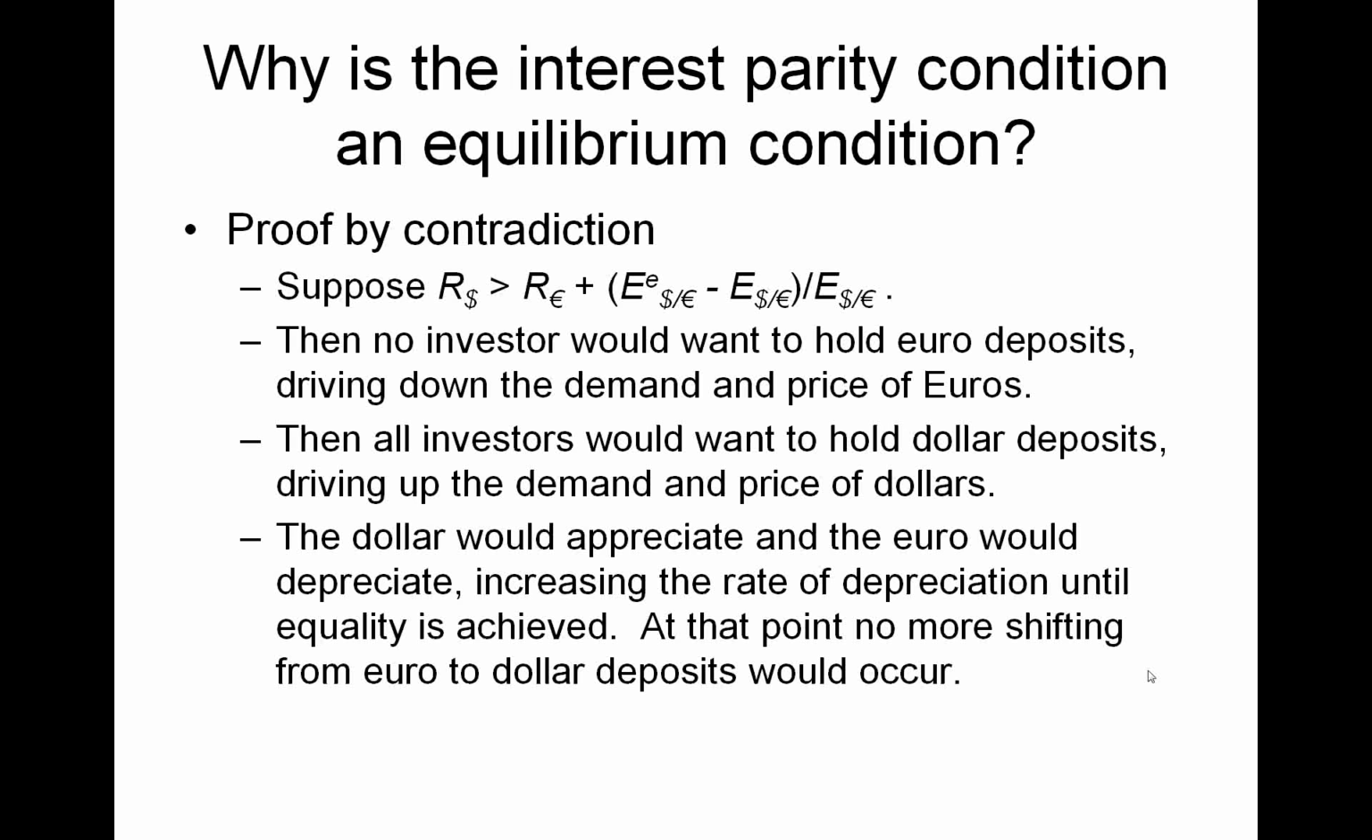So I can prove this by contradiction and say, suppose that the rate of return on the dollar deposits is greater than the expected rate of return on the euro deposits. If this is the case, then there's no investor who would want to hold euro deposits, driving down the demand and price for euros. All investors would want to hold dollar deposits, which drives up the demand and the price of dollars. The dollar would appreciate and the euro would depreciate. This would increase the rate of depreciation until equality is again achieved. At this point, there's no more shifting from euro to dollar deposits.